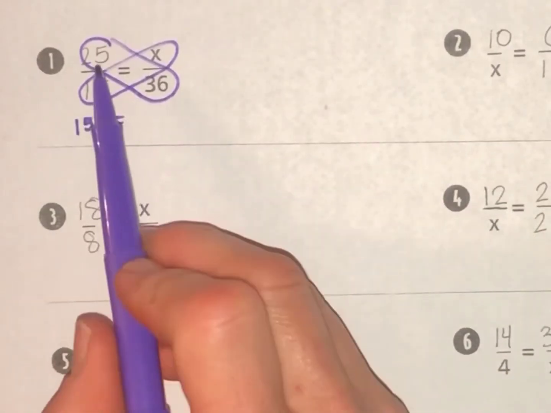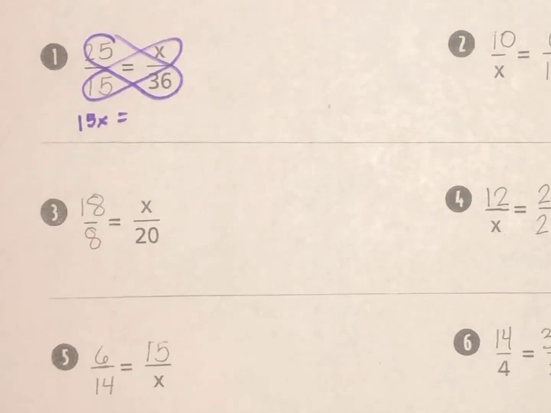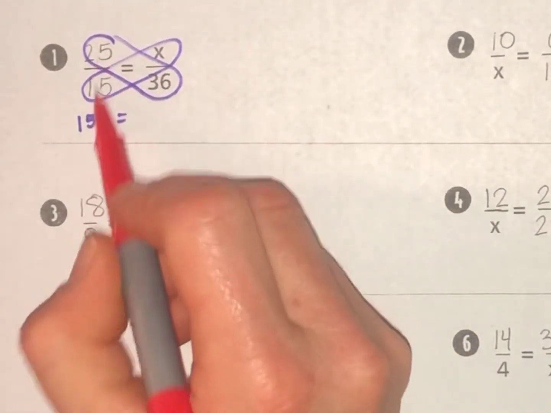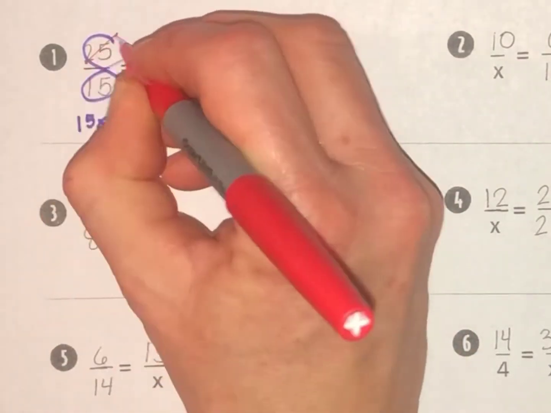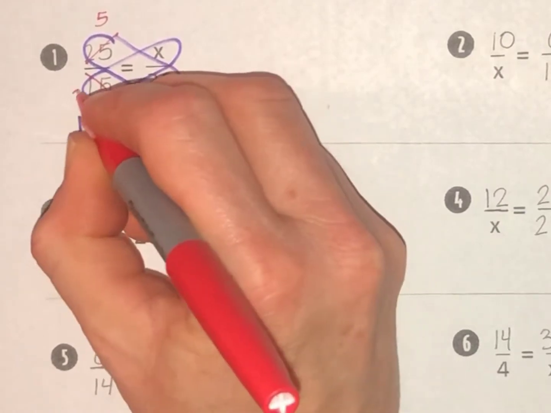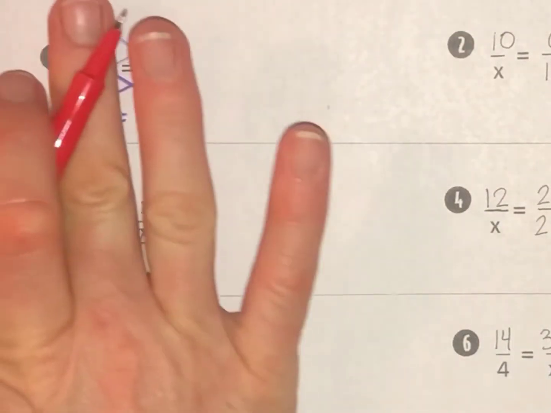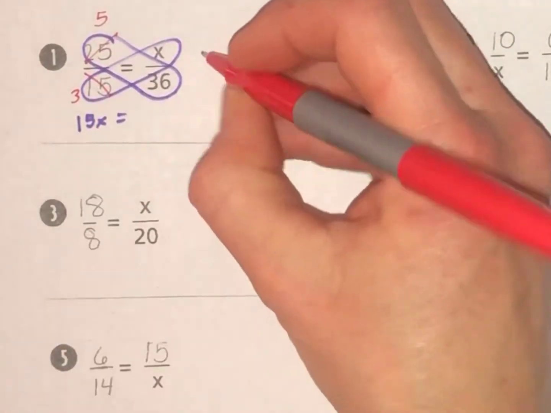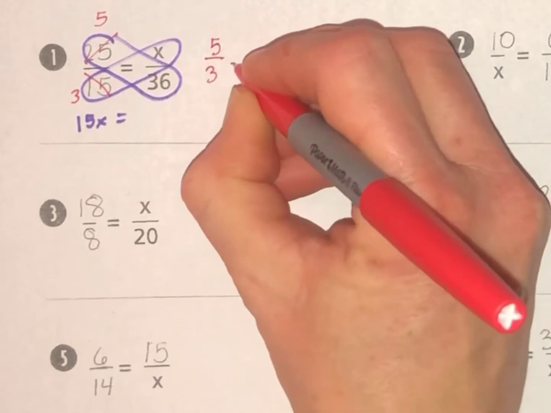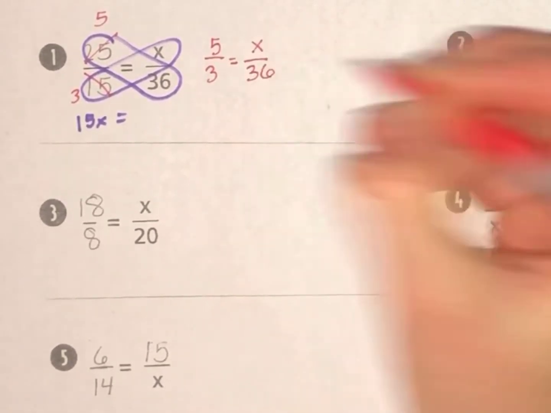If I reduce 25 fifteenths, I'm going to use a different color pen now. So 25 fifteenths, both can be reduced by 5. 25 divided by 5 is 5. 15 divided by 5 is 3. So what I'm going to do in this space right here, I'm going to rewrite my whole proportion with the new reduced numbers. So I've got 5 thirds equals x over 36. Oh my, this is so much easier now.